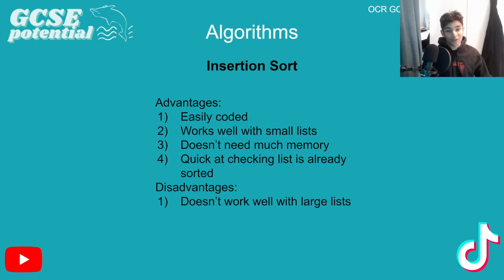It works well with small lists, and you don't really need much memory because you're only using 2 lists in total. It's very quick to see if a list is already sorted because you only need to go through it once. But the disadvantage is that with large lists, it can be quite long because you have to go through each value.